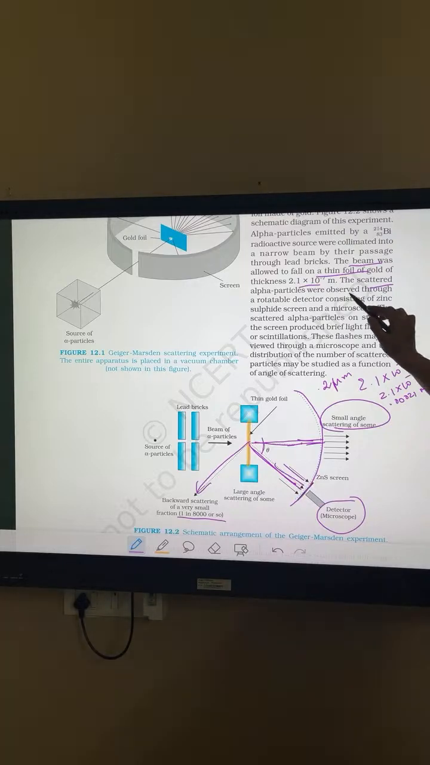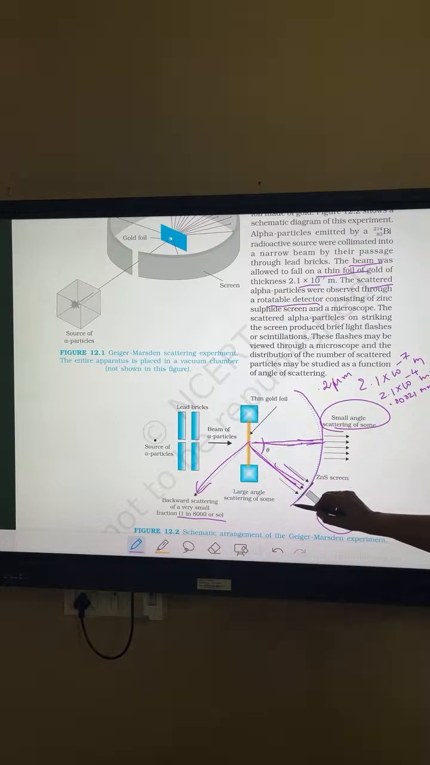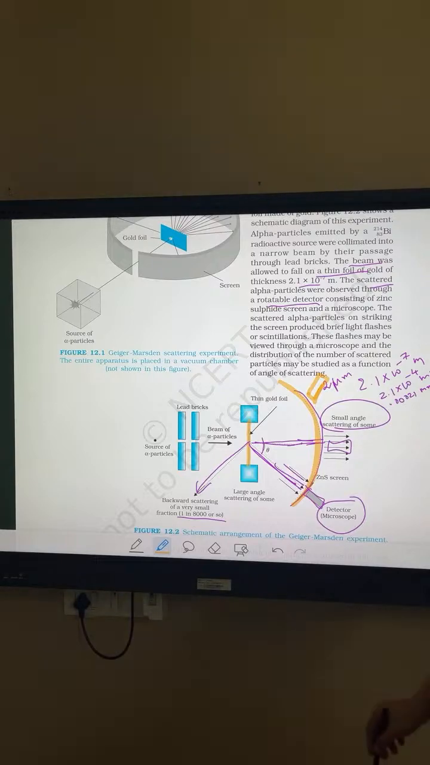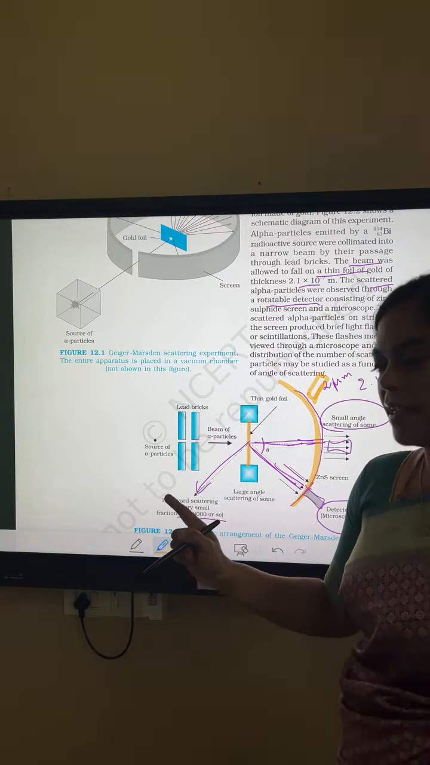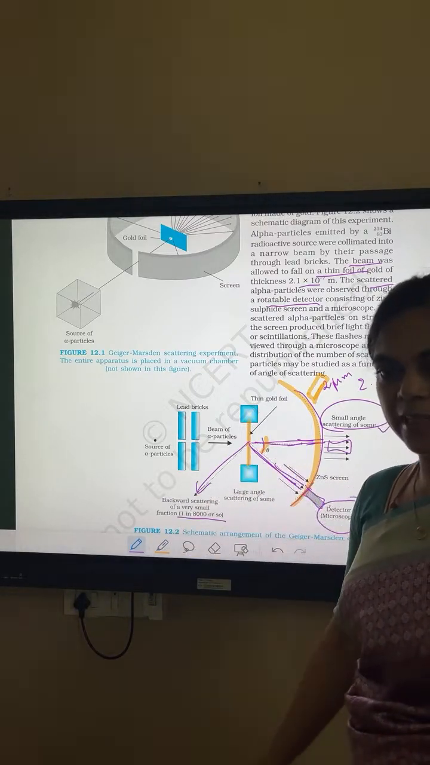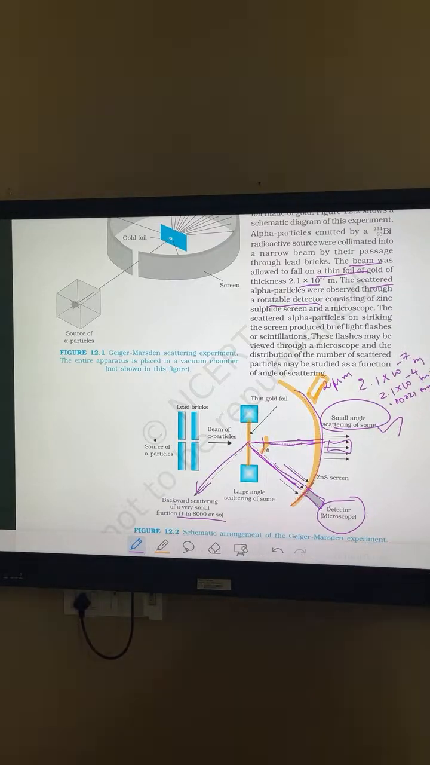Then what they said, you just write everything here. So this is a rotatable detector. This detector can be rotated along with the zinc sulfide screen. The detector sometimes may be here, sometimes here, so that it can detect all the rays which are scattered. Get my point? You have to write all the scattered rays. What are the types of scattered rays? Small angle scattering of some rays will be there. Then large angle scattering also. Then backward scattering also takes place in a fraction, that is 1 in 8,000.